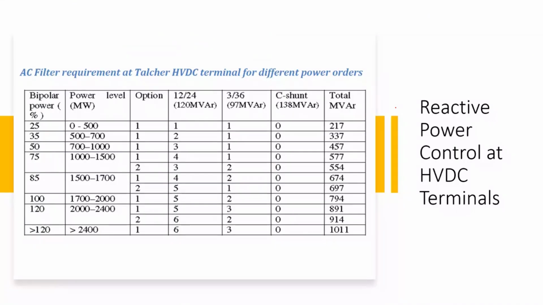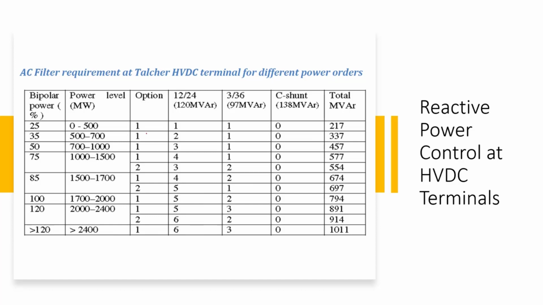Then for HVDC, you do control of reactive power at the HVDC terminal. An RPC controller is there at the HVDC, and that HVDC RPC controller will do all this reactive power control. However, let us say if any HVDC is operating at zero active power, meaning it is not transferring any active power, still there is a requirement of reactive power.